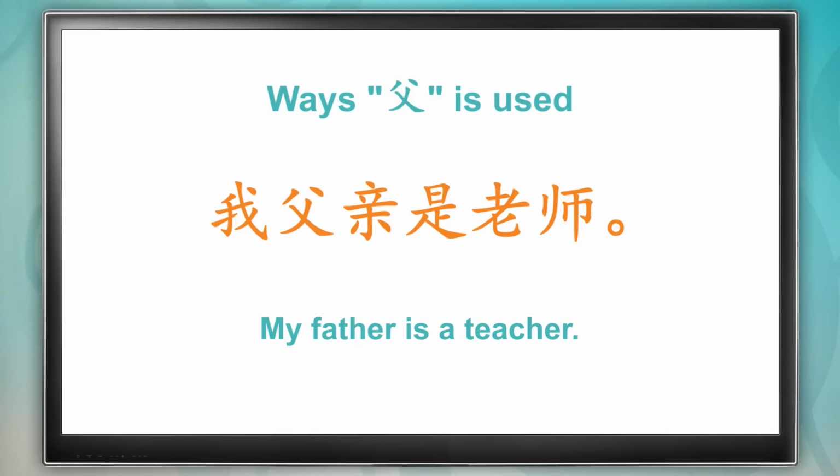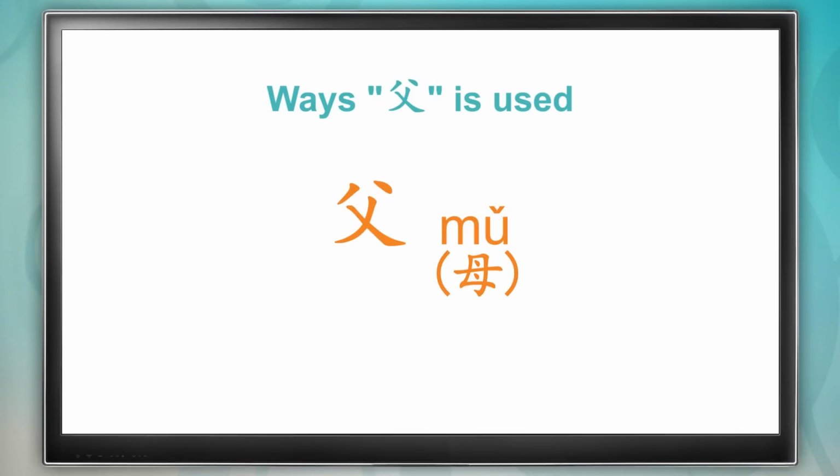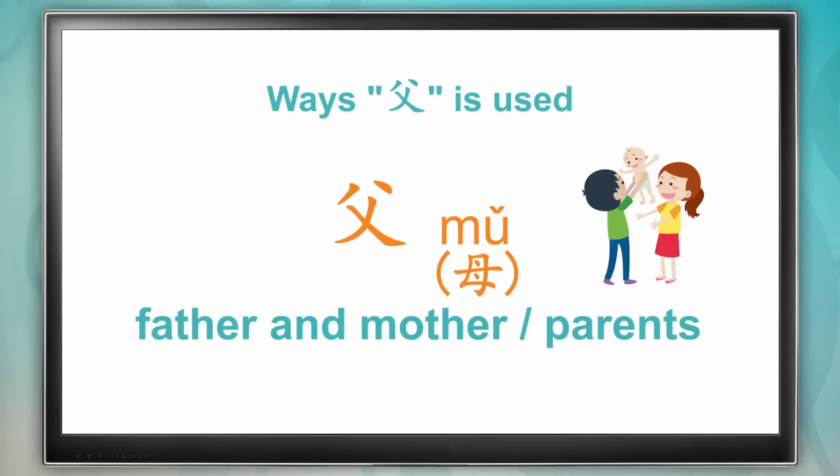Let's learn another word that uses Fu. This word is 父母. It means father and mother, or parents. We'll learn the character for 母 later on in this course.